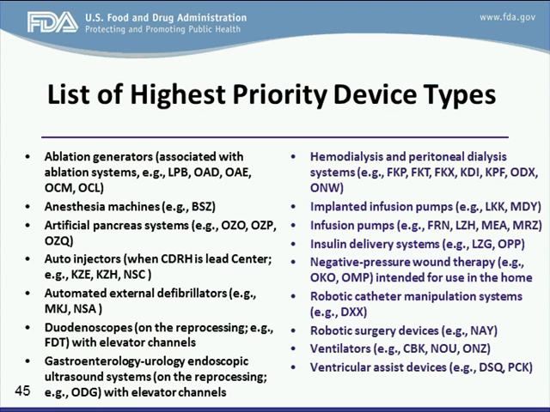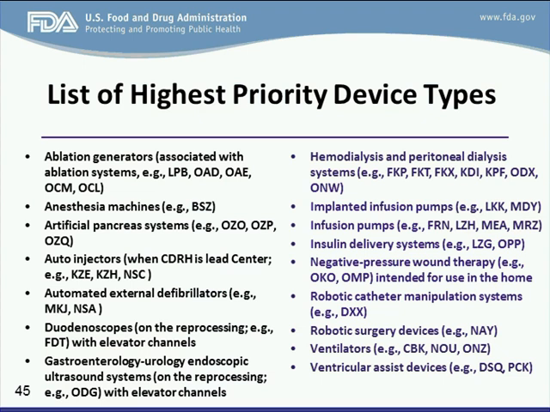I would like to walk you through how this list was developed. On the list, there's a general device area, a device classification under the CFR regulations, followed by an example product code. The product code-specific descriptors identify a group of devices within a class area under the CFR regulations. For instance, in the first row of the left-hand column, ablation generators, the product codes LPB, OAB, OAE, OCM are for ablation generators under PMA submission, and OCL is a 510(k) submission.